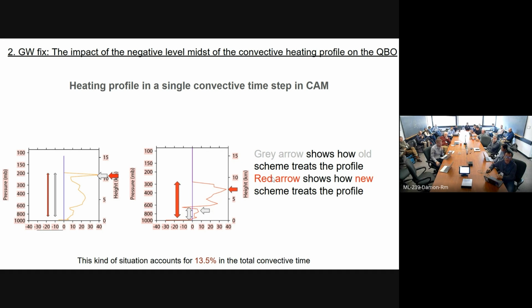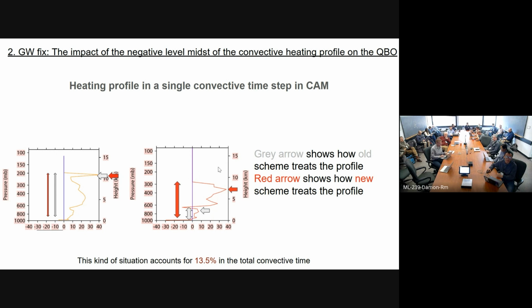The gray arrow shows how the old scheme treats the profile, and the red arrow shows how the new scheme treats it. The new scheme is this modification that will search for the convection top from the model top, so it will catch the correct convection top and then capture the right maximum heating rate.